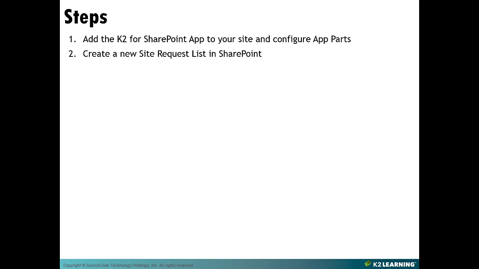In this step, you will create a site request list in SharePoint that will act as the data for this application. Users will add new items to this list to request a new SharePoint site. When a new item is added to the list, the workflow will start, and as the workflow progresses, it will update the list item added by the user with the request and site status.